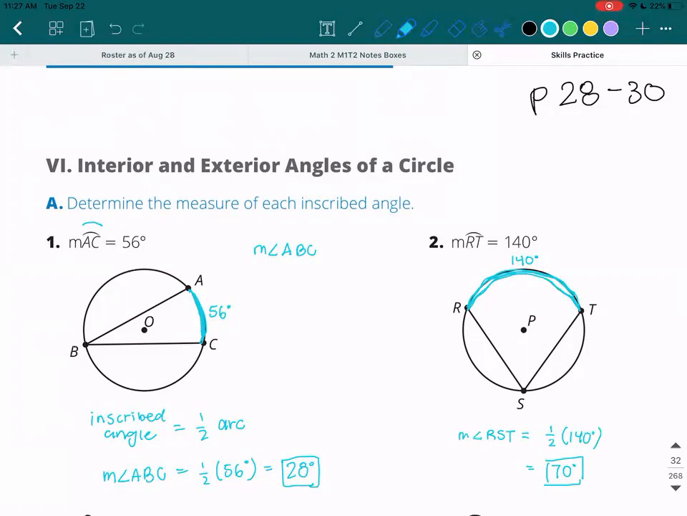Okay, so does anybody have any questions on these first two? Do we have to show our work, or can we just divide it and then just put the answer? You can just divide it and write. It's okay. I'll let you.